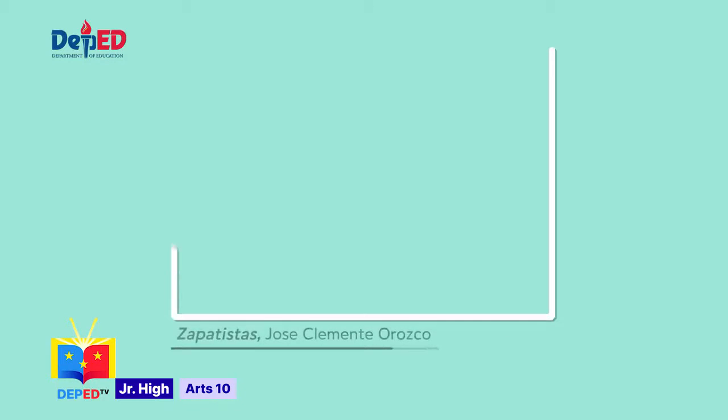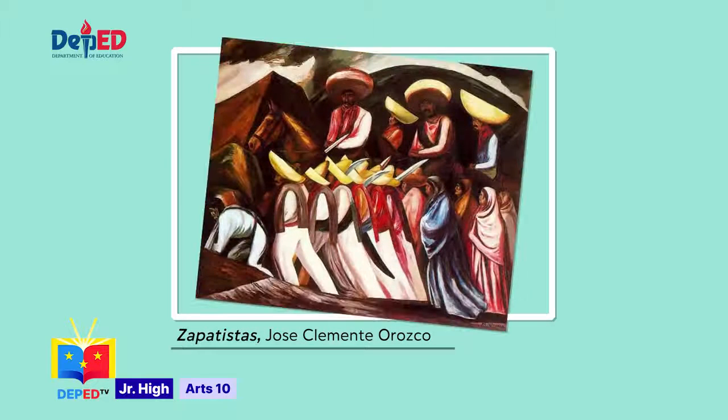Scale is the relation of one thing to another. It is one of the first decisions an artist makes when planning a work of art. Proportion is the size relationship of parts to a whole. Look at this artwork from Jose Clemente Orozco. The artist made sure that the size relationship of the different elements in the image is proportioned to one another.